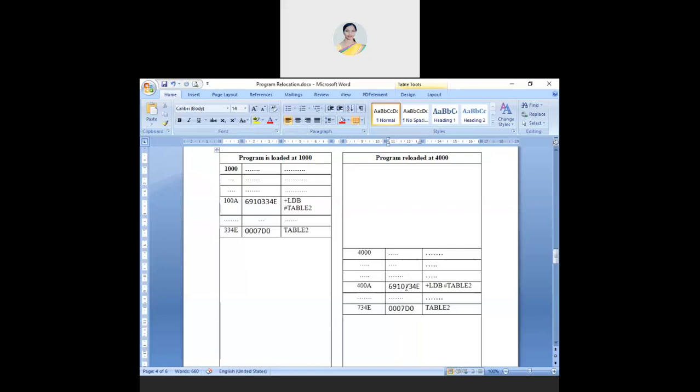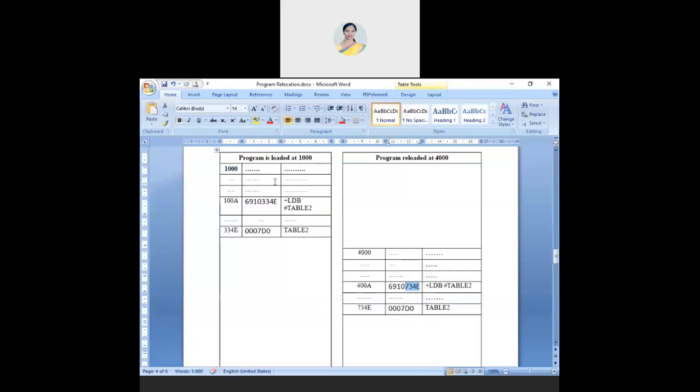No, because the assembler doesn't know where exactly your program will be loaded during runtime. So it cannot make the assumption. It can only instruct the loader: if you are not loading at 1000, if you are loading my program at some other address, please make the changes to these types of instruction. The address has to be changed, but the assembler cannot make this change beforehand, because I don't know where exactly my program will be loaded during runtime.